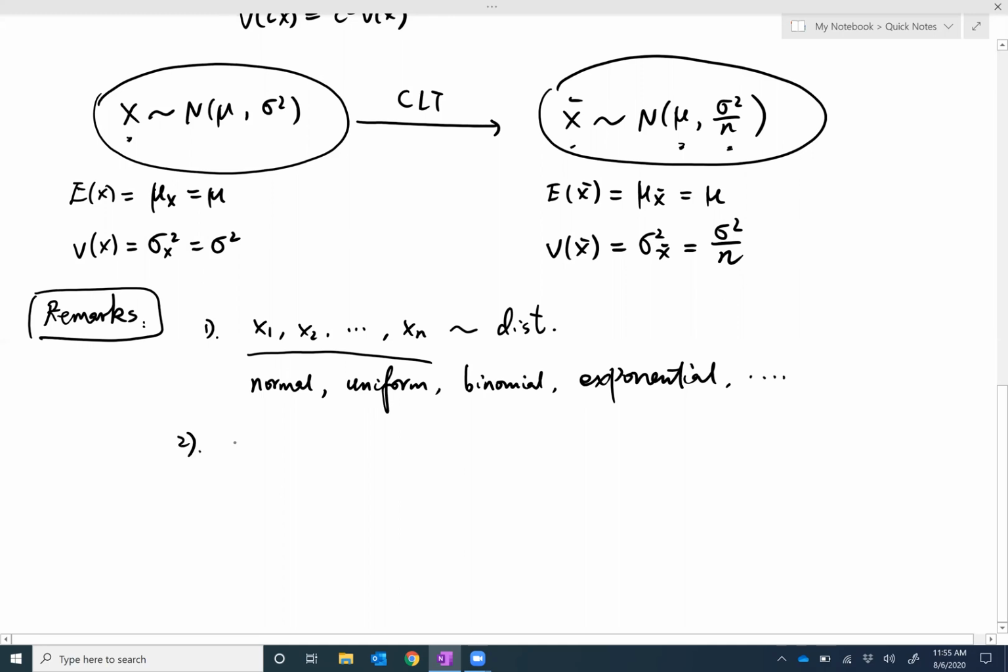Second, if the sample size n is greater than or equal to 30, the normal approximation of the sample mean will be satisfactory.